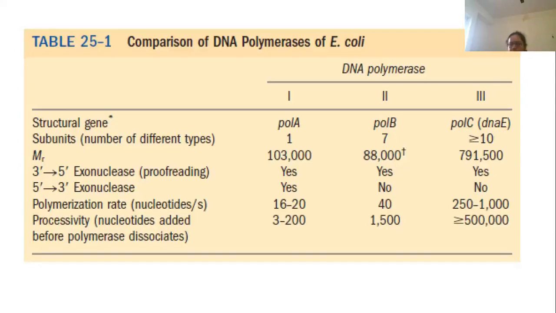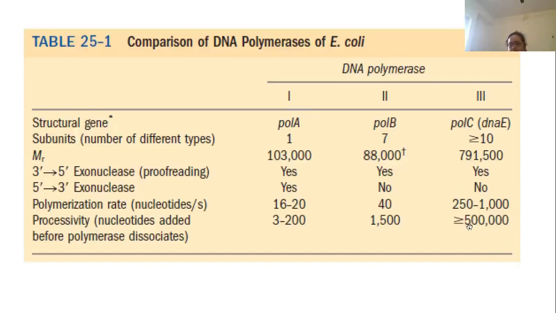Now processivity is defined in terms of nucleotides added before the polymerase dissociates. What does it mean? Once the replication is completed, there is no role for the polymerase and that enzyme will dissociate itself from the DNA template. So before its dissociation, how many nucleotides are added to the complementary DNA strand? That is calculated by the processivity.